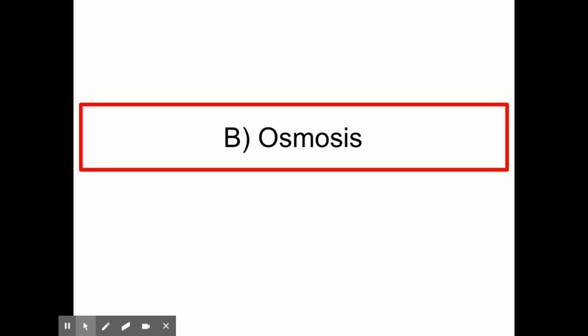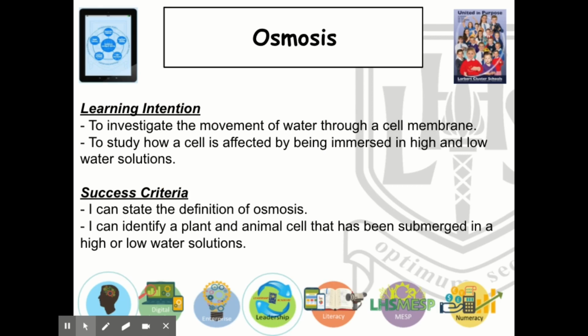Within this lesson, we'll be moving on from looking at diffusion to osmosis, which is the second form of passive transport that you need to know about for National 5. Remember, passive transport is the category of transport of molecules across the cell membrane which doesn't require energy to take place. So in today's lesson, we're going to look at osmosis.